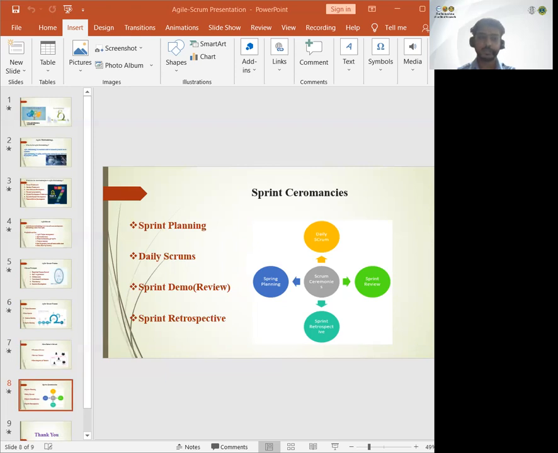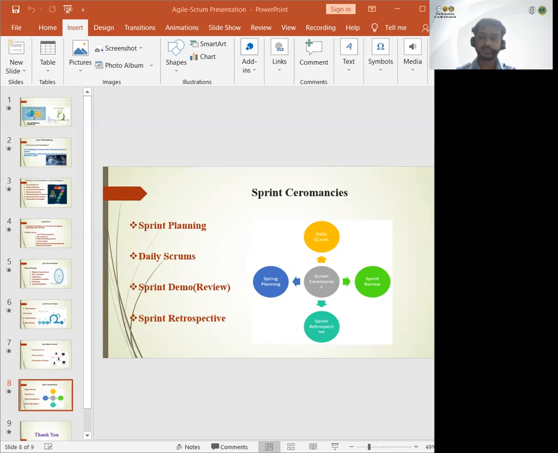Next one is sprint demo or review. Another meeting happens at the end of the sprint to demonstrate what we have made to the customer. Last one is sprint retrospective. This is a long meeting. It is about 1 hour. After each sprint, this meeting is held to fine tune the process. Each member of the team gets a chance to present what we did wrong, what we did right, and what we can improve the next time around.